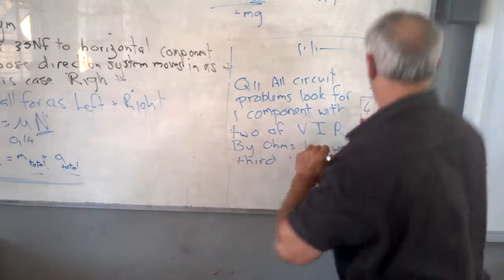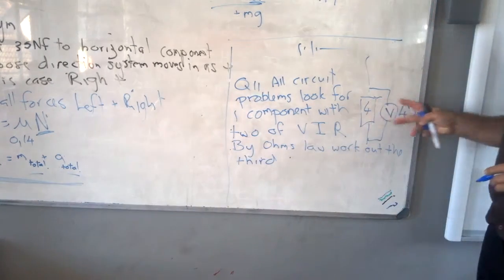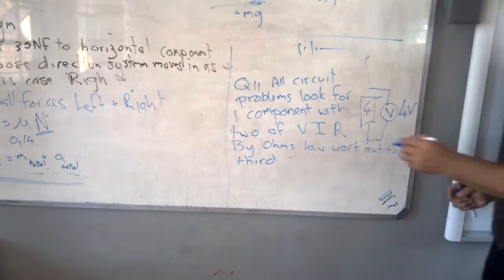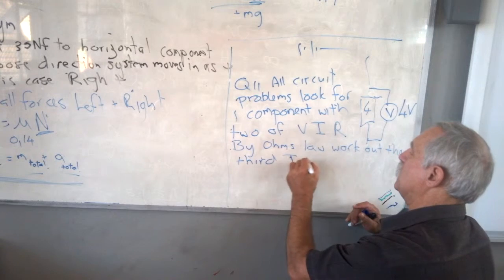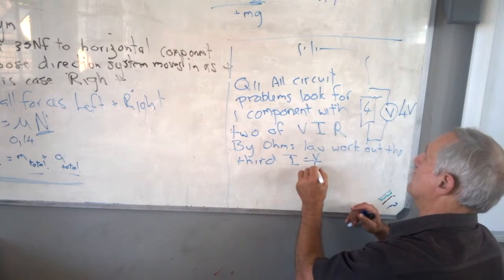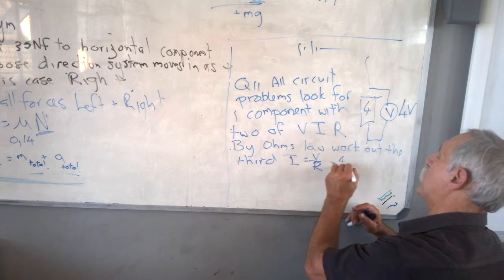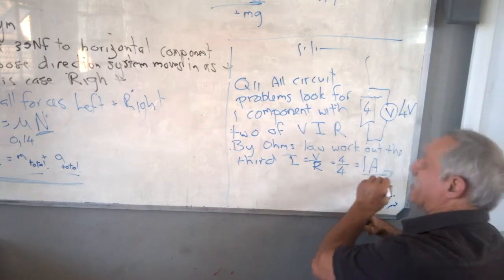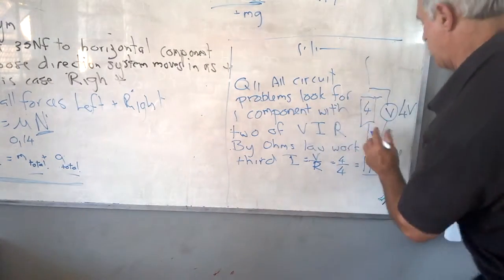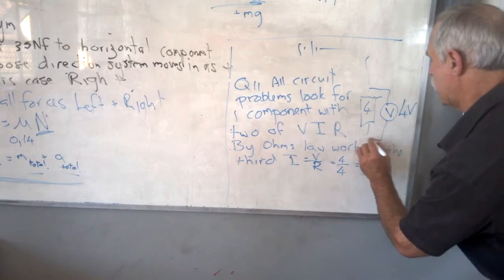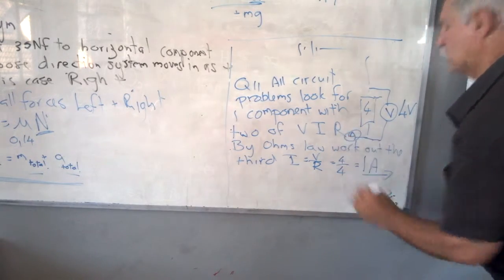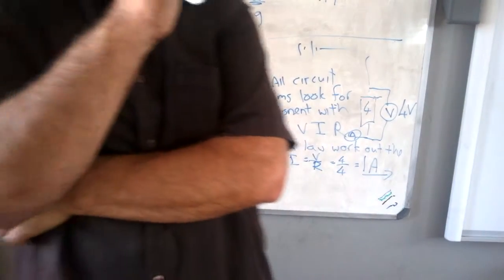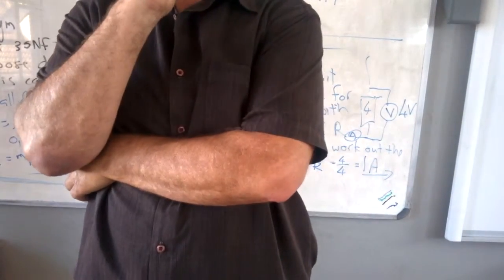So what did we have? We had a 4 ohm and a 4 volt. Therefore, we worked out amps equals volts upon resistance equals 4 upon 4, 1 amp. So that was very simple, and then our ammeter was somewhere down here. So that is the first secret to solving circuit problems.